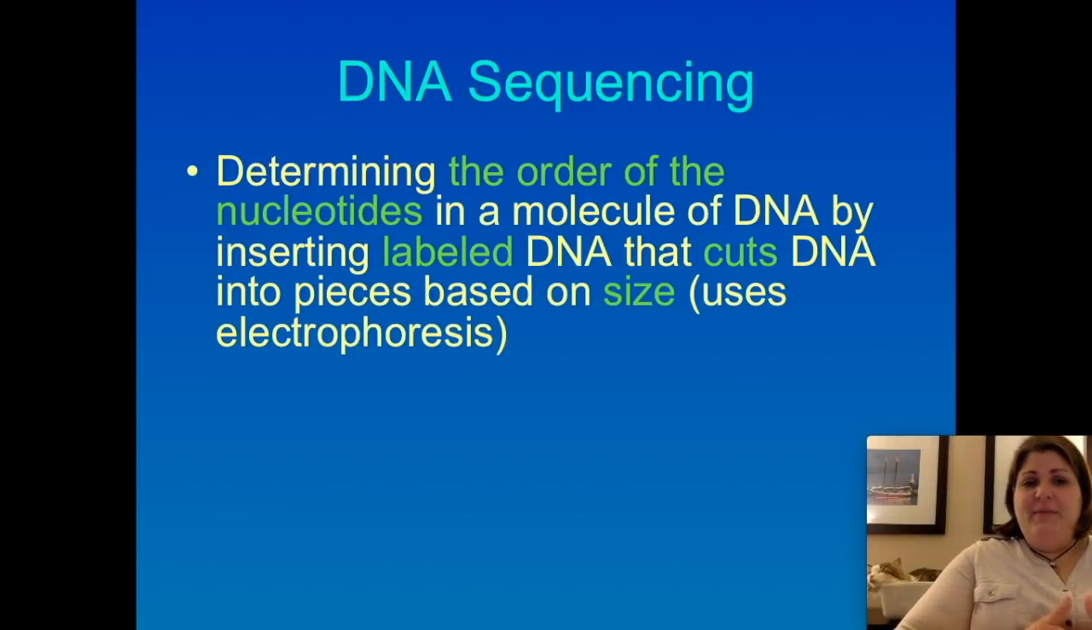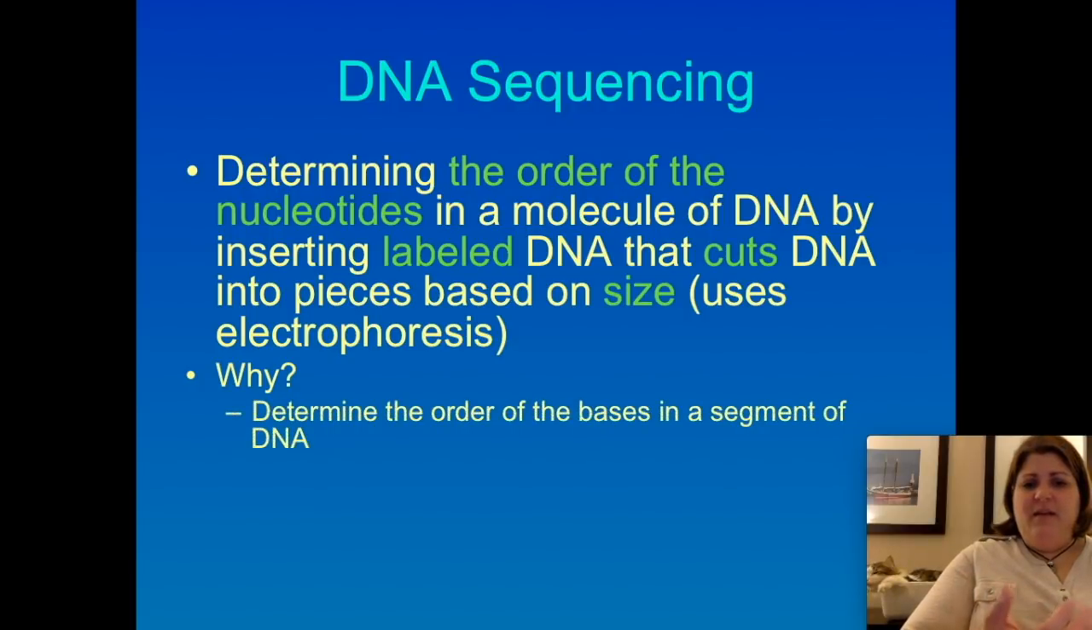We do that by labeling the DNA, then making pieces that we can cut. And the pieces of different size we're able to pair up and see the entire length. I'll show you that in a second. But let's talk briefly about why we would do that. So we would do it to find the order within a particular sequence of DNA, like within a gene.